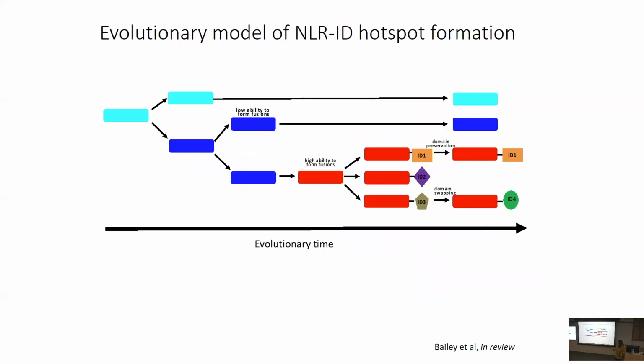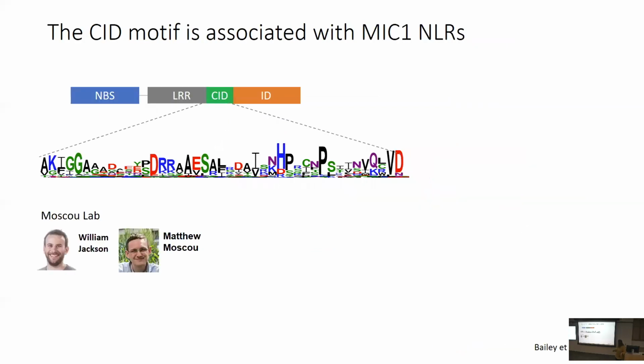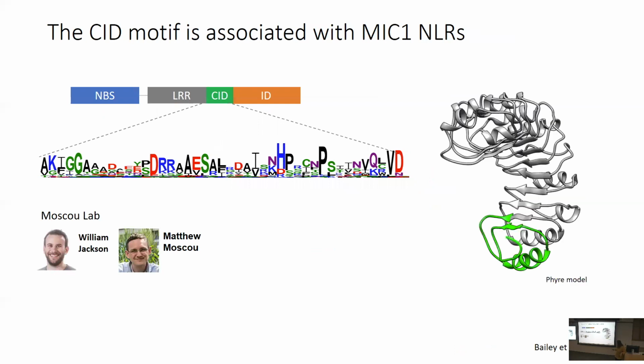So the model of how we think evolution works is that there has been an adaptation of particular NLRs to accept these new fusions. And together with the Matthew Moscow lab, we were able to identify a protein motif that was specific to this clade that we now think might facilitate regulation of the NLRs by these fusions. And interestingly, on a structure, that protein motif maps to the last hydrophobic cap of the LRR that closes that LRR surface.